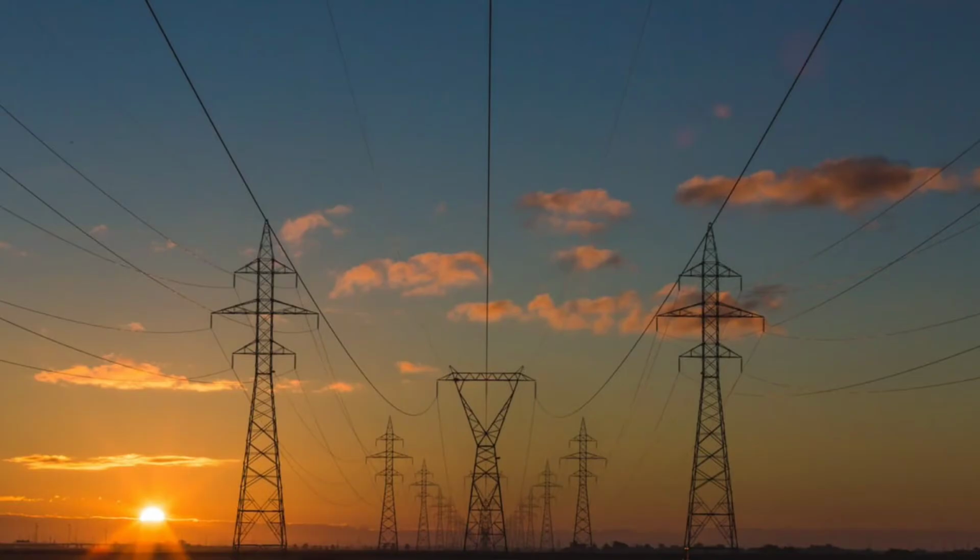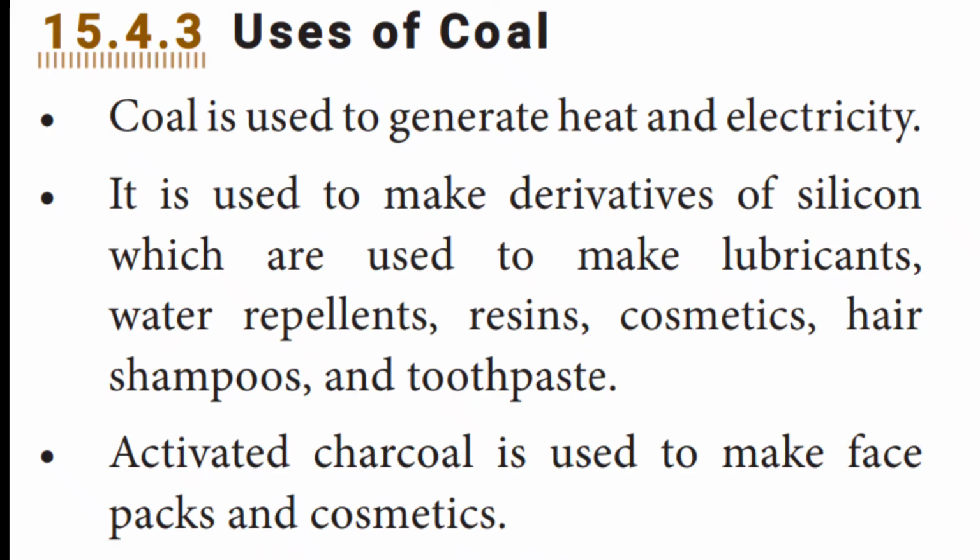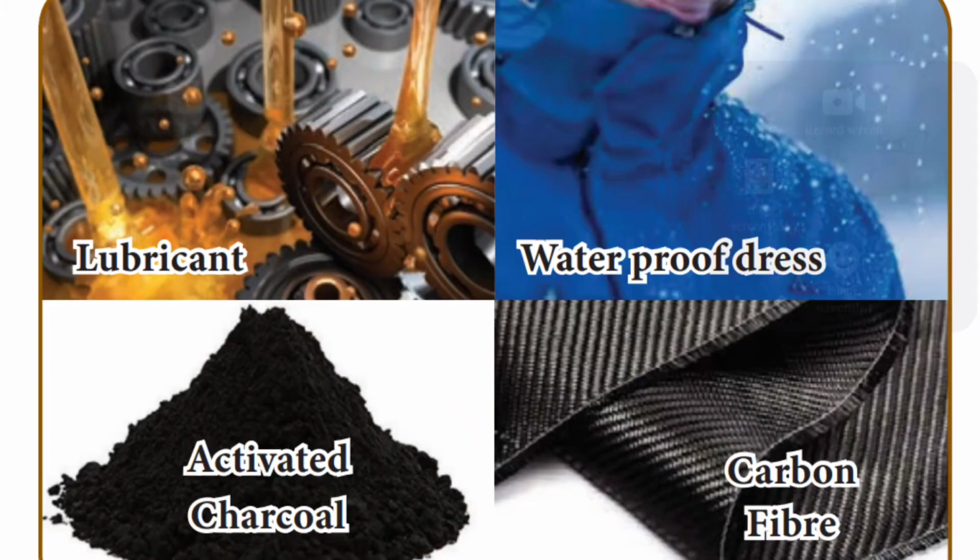Next, we move on to uses of coal. Coal is used to generate heat and electricity. It is used to make derivatives of silicon, which are used to make lubricants, water repellent, resins, cosmetics, hair shampoo, and toothpaste. Carbon fiber, which is an extremely strong but lightweight material, is used in construction, mountain bikes, and tennis rackets.